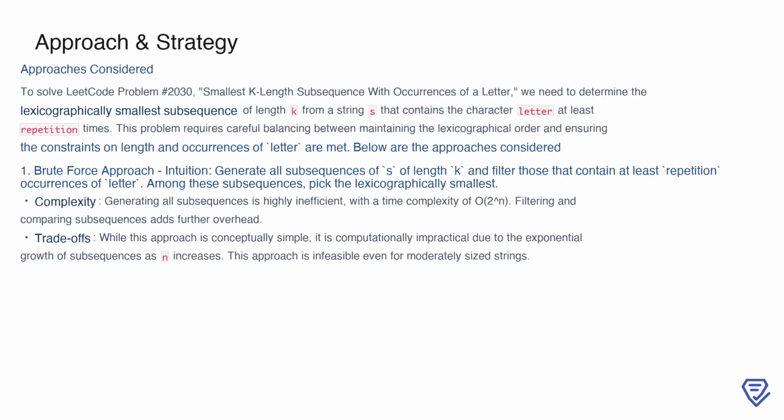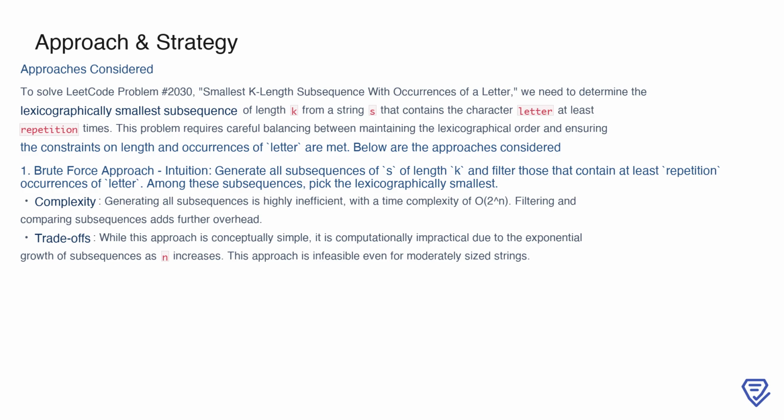To solve problem number 2030, the goal is to find the lexicographically smallest subsequence of length k that includes the specified character letter at least repetition times. This requires balancing three key constraints: maintaining lexicographical order, ensuring the subsequence has exactly k elements, and guaranteeing that letter appears enough times. One approach we could consider is the brute force method.